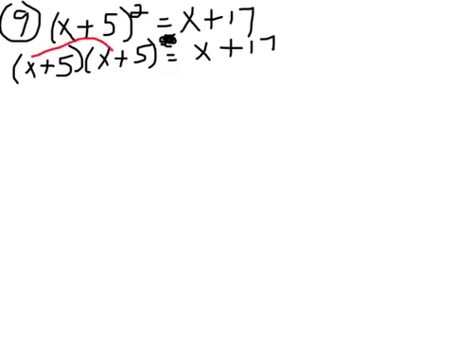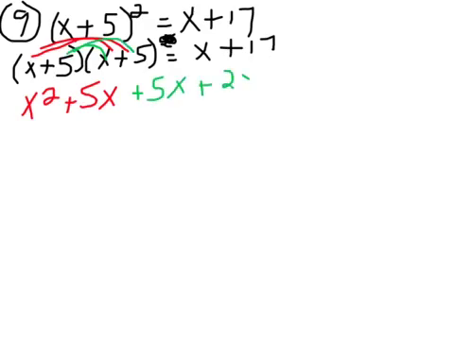X times x is x squared. X times 5 is 5x. And then if I distribute the other one, 5 times x is another 5x. And 5 times 5 is 25. And that is equal to x plus 17. But I need a 0 on that side, so I'm going to have to move those 2 terms over. Before I do that, let me go ahead and simplify the left-hand side.